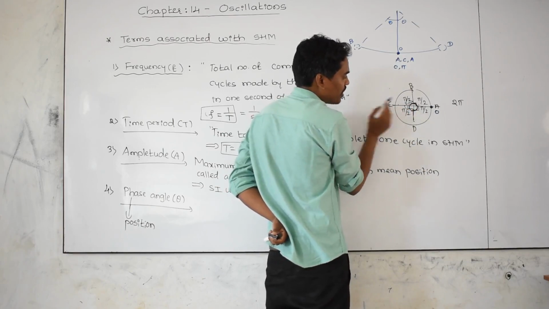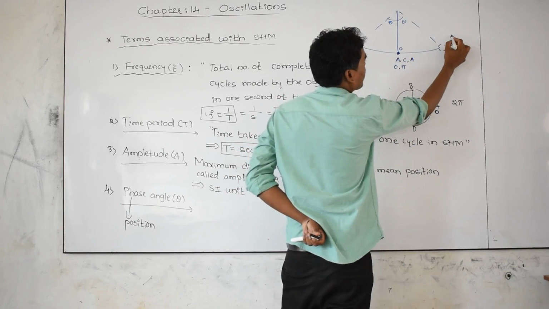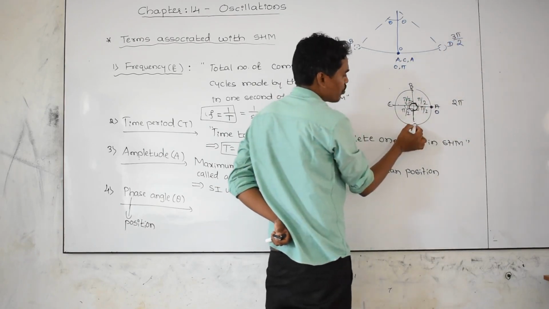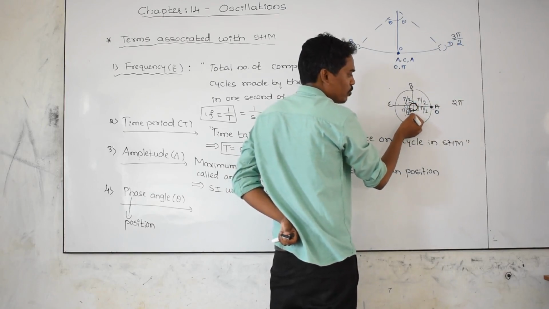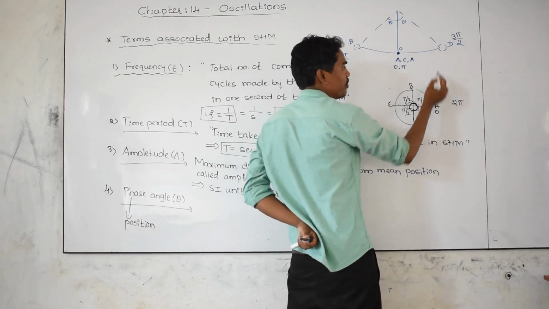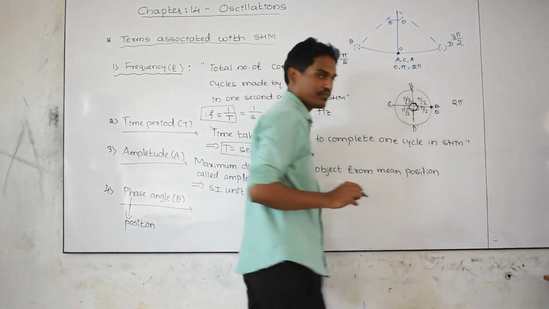When the object is moving from C to D, pi by 2 plus pi by 2 plus pi by 2 means 3 pi by 2, which means 270 degree. When the object is moving from D to A, pi by 2 plus pi by 2 plus pi by 2 plus pi by 2 means 2 pi, which means 360 degree.